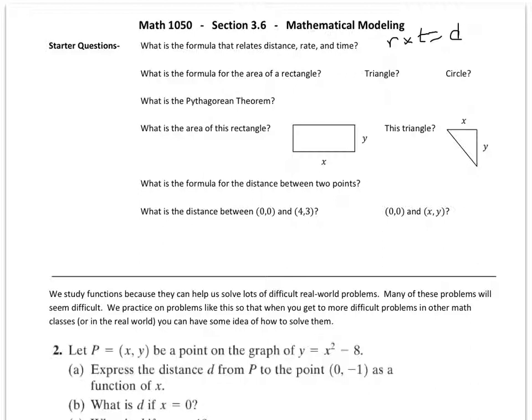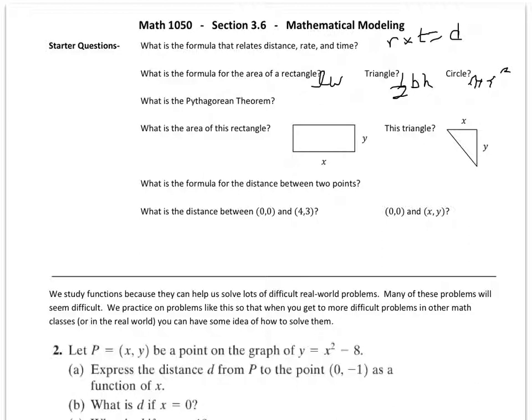Good. Area of a rectangle. Length times width, or base times height if you learned it that way. Either way is fine. Triangle. Half of that, right? 1/2 the base times the height. Okay, circle. Pi r squared, with r being the radius.